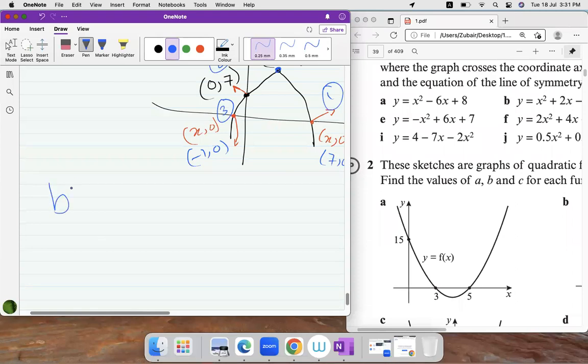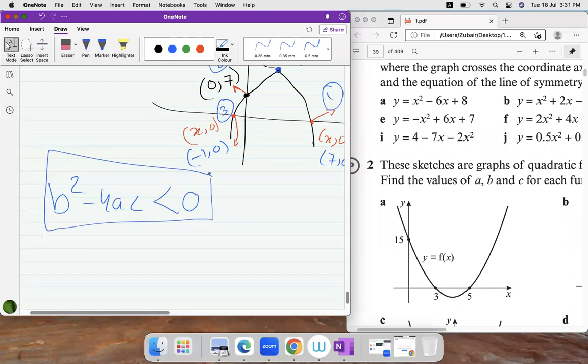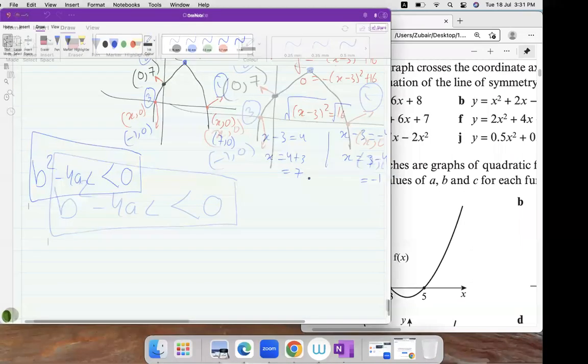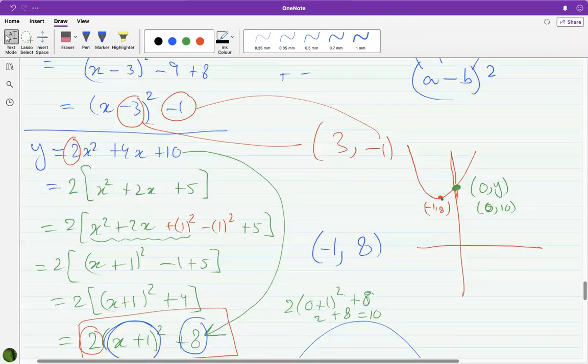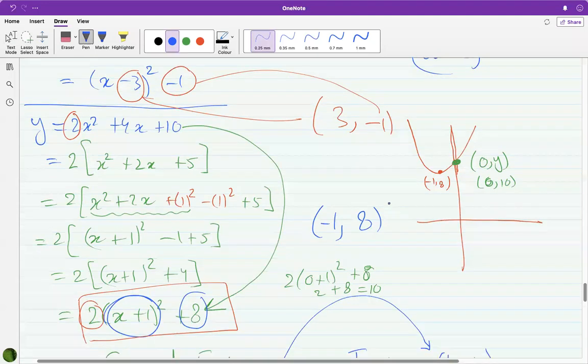Do you remember b squared minus 4ac less than 0? What was this? When it is less than 0? The roots are not real. Roots are not real. Better. Roots are not real would also mean that it will not touch the x-axis. We drew this sketch for this equation, 2x squared plus 4x plus 10. Let us check if it is true.